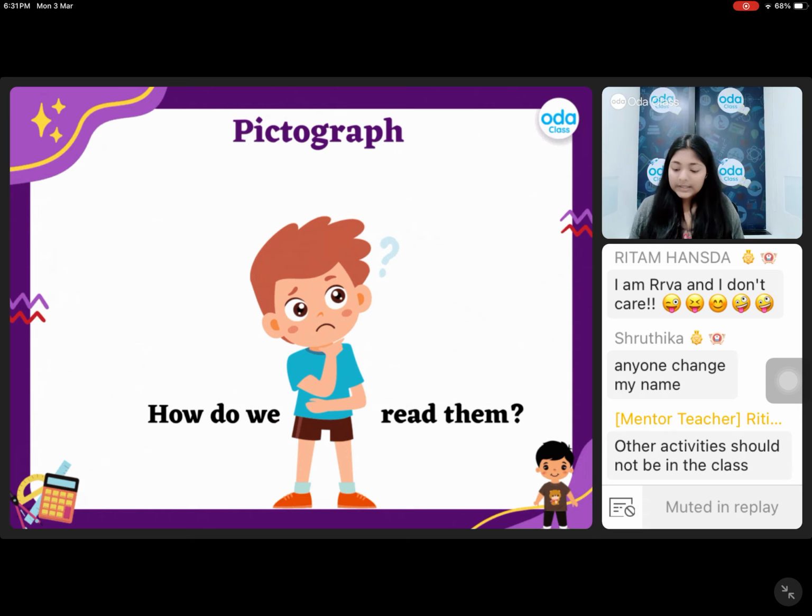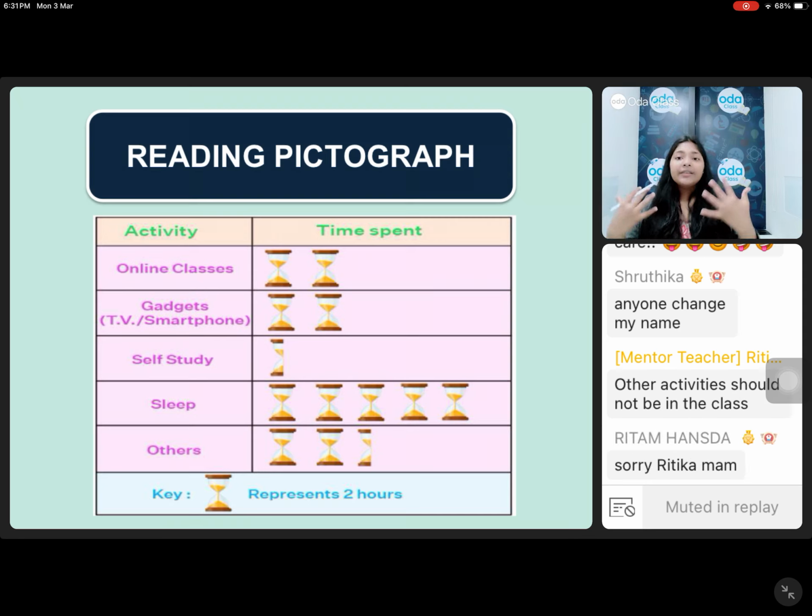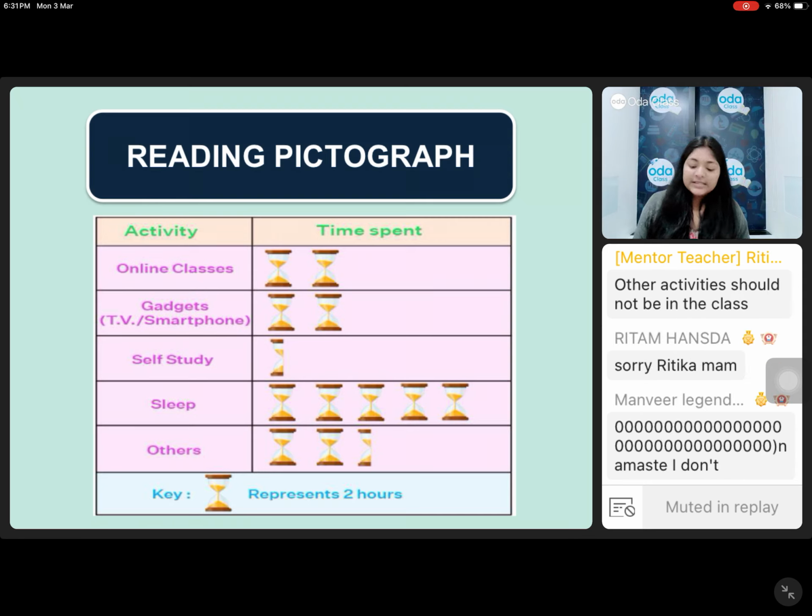Okay, right now, just see. There are different parts of a pictograph. Something is like a key, like one sandy hourglass is representing 2 hours. These things will be given. But as of now, I'm not asking you to see this. Just think one is representing one. Okay, let us take one is representing two. One sandy hourglass is representing 2 hours.